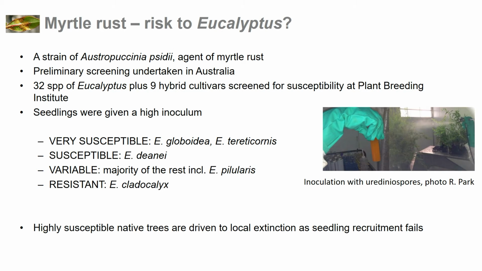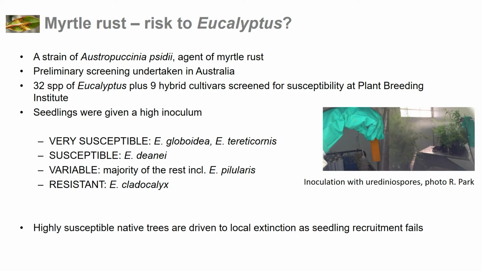So the results shown here were variable between species of eucalyptus. They range from very susceptible in species such as Eucalyptus globoidea and Eucalyptus tereticornis. Most species were considered to be variable. That was the majority of the rest. And there was even a few that showed full resistance, such as Eucalyptus cladocalyx.